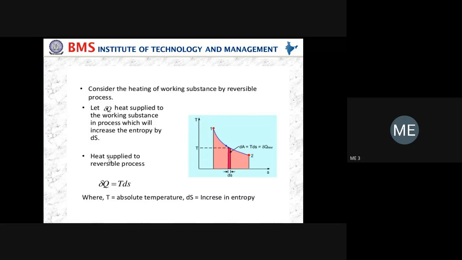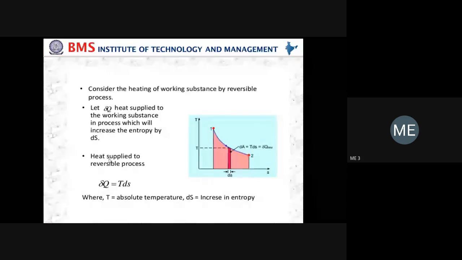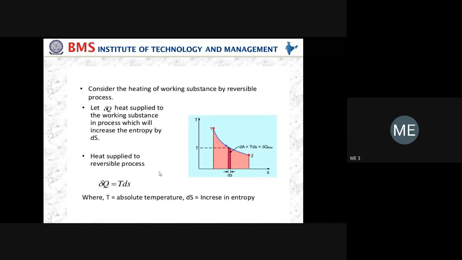minus initial entropy value. It's very similar to our work transfer. In work transfer, we are taking dW equal to P into dV. Just we are going to T into ds in case of heat transfer. Okay, and here it is the product of T into ds.